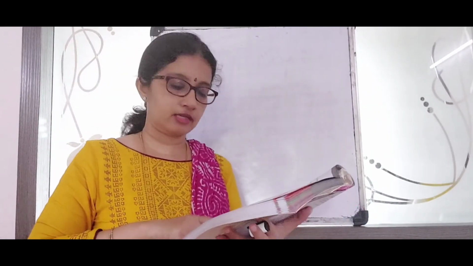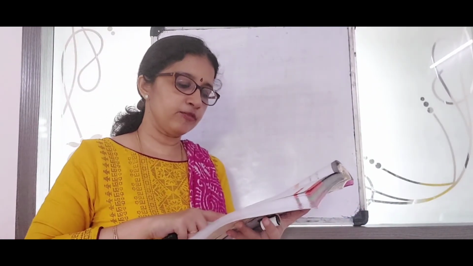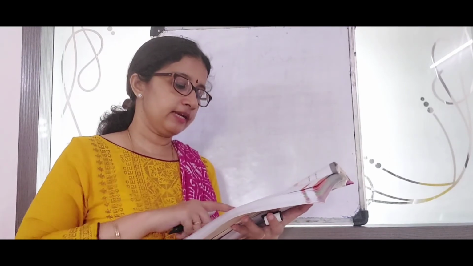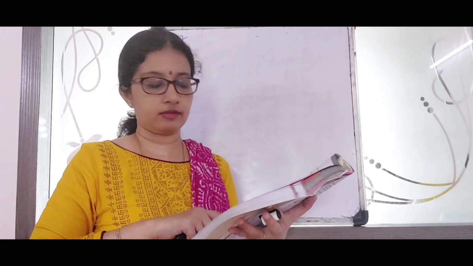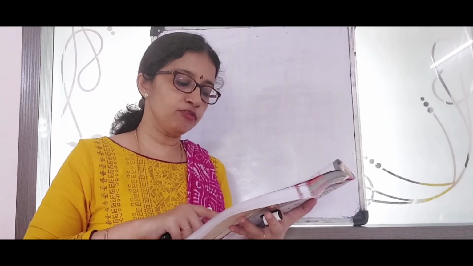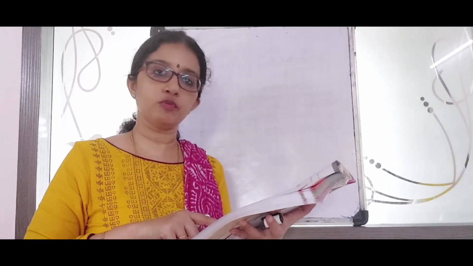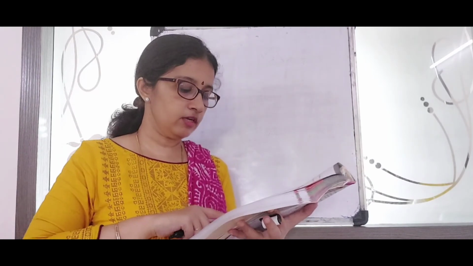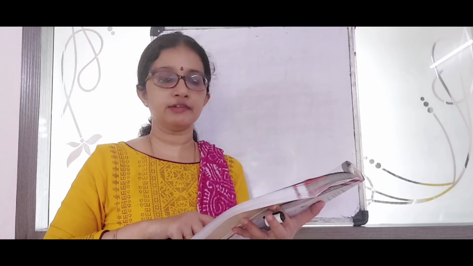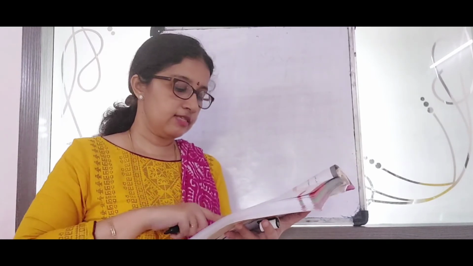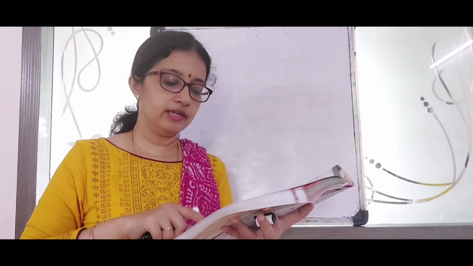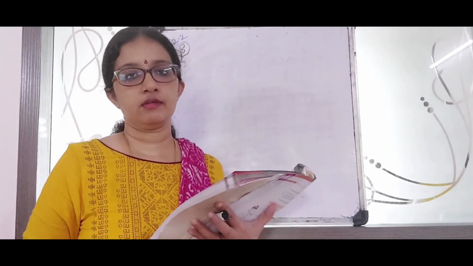The 8th problem says Vidya and Pratap went for a picnic. Their mother gave them a bottle that contained 5 liters of water. Vidya consumed 2 by 5 of the water. Pratap consumed the remaining water. So how much water did Vidya drink? First question. Second question, what fraction of the total quantity of water did Pratap drink?